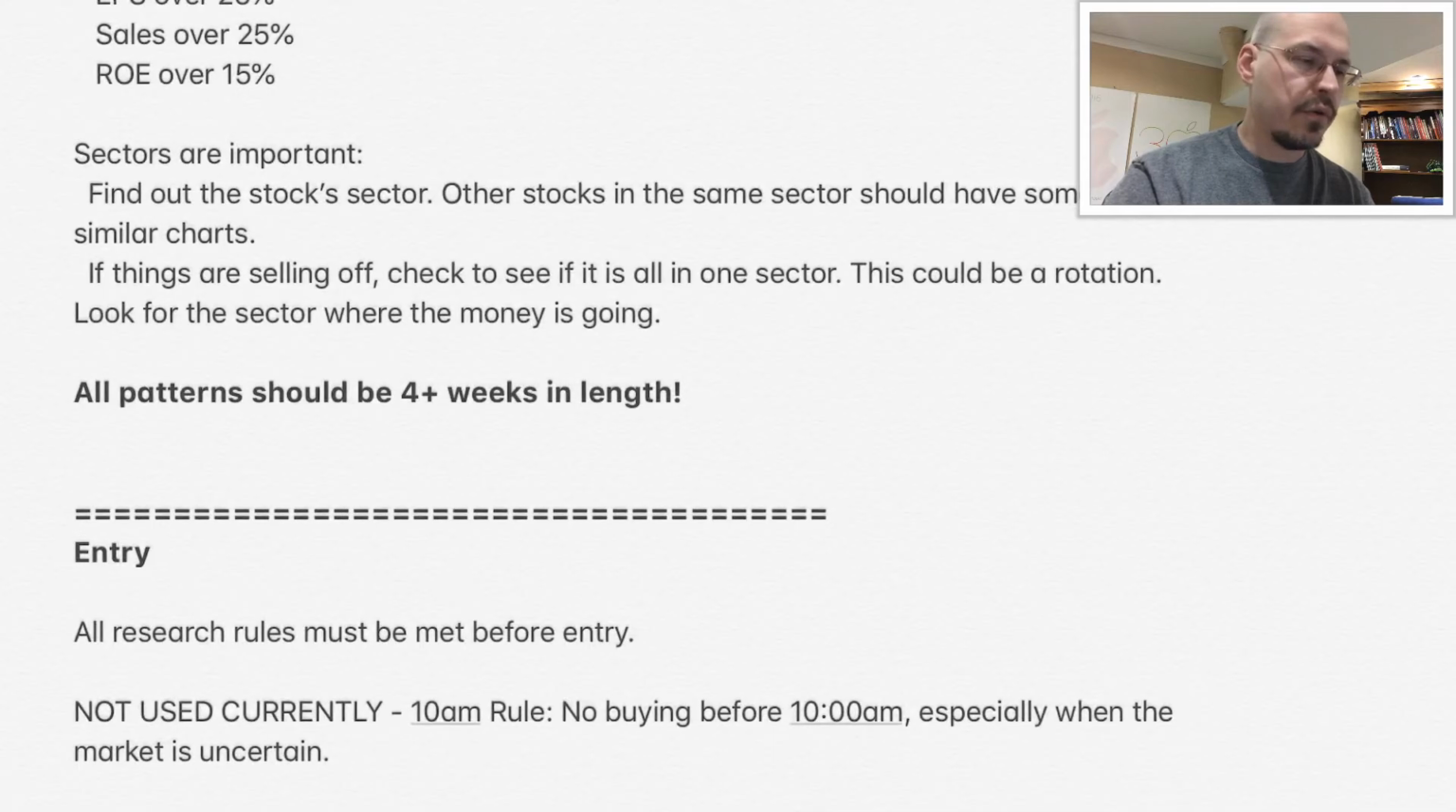For the patterns, I look for something that's 4 weeks or more in size. I might even change that in the future to 3 weeks, just based on what I'm seeing. Some stocks have a lot of momentum. They set up, they take off, and it doesn't even need a 4-week pattern.